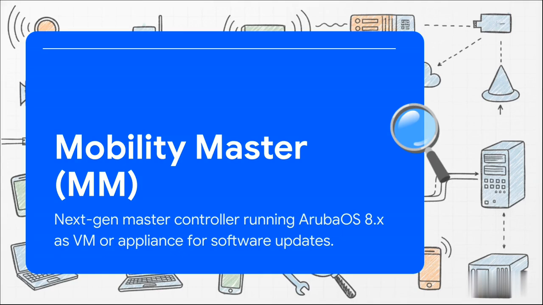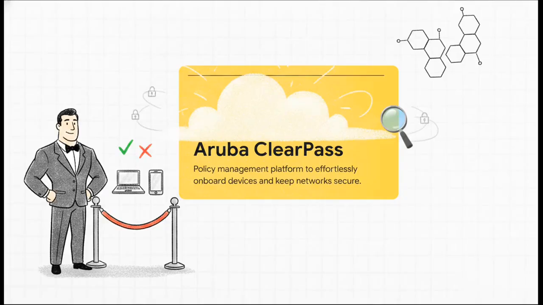But here's a crucial thing to remember if things ever go sideways. If the Mobility Master completely goes down, don't panic. Your local mobility controllers and your APs actually stay up. They'll keep right on broadcasting those SSIDs, you'll just temporarily lose some of the higher-level stuff, like AirMatch or remote AP onboarding.